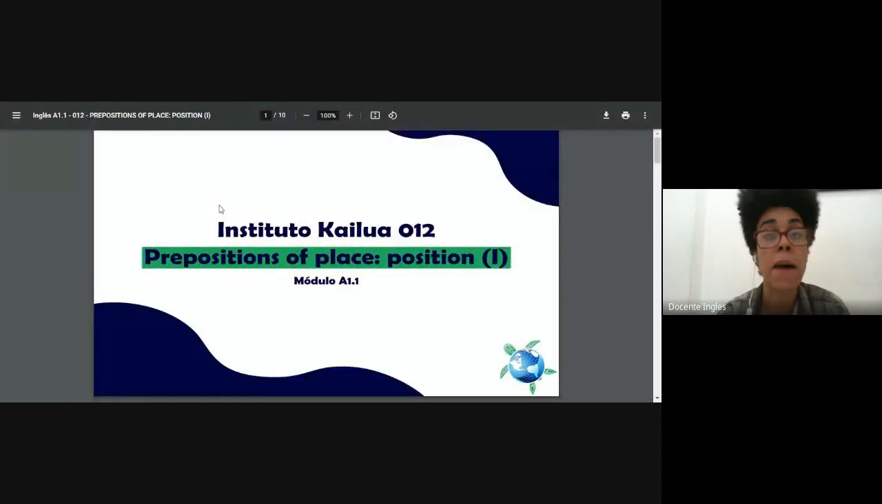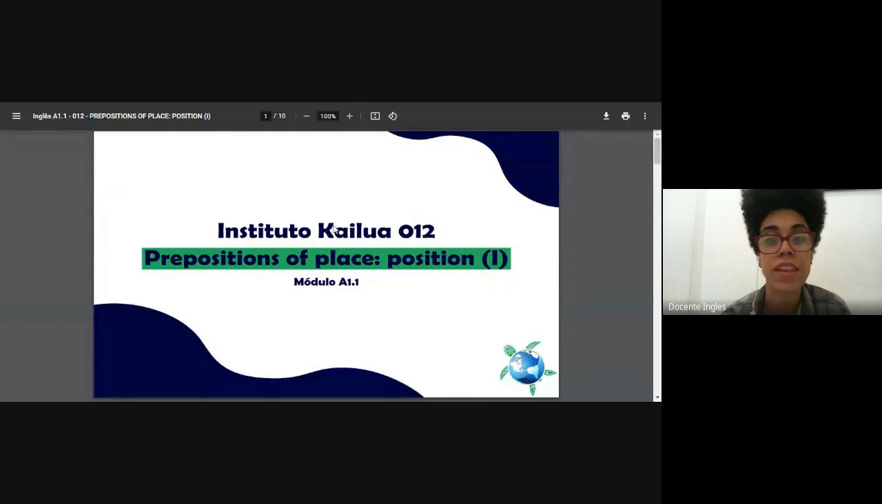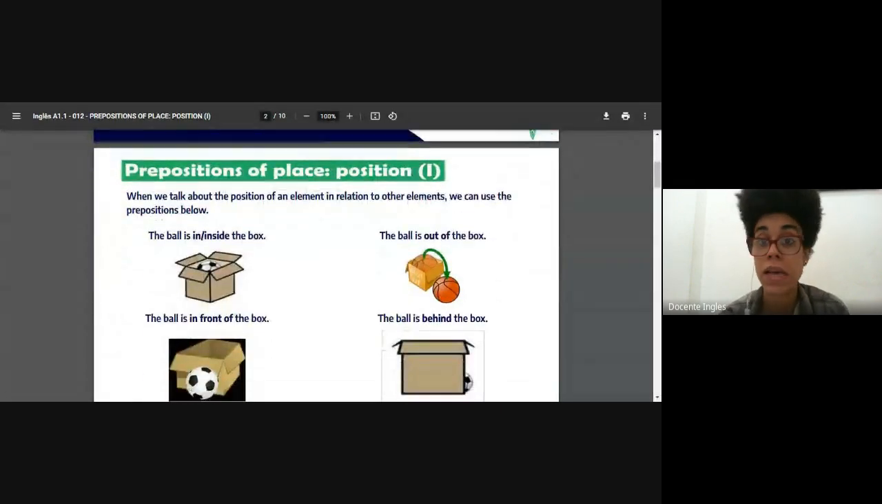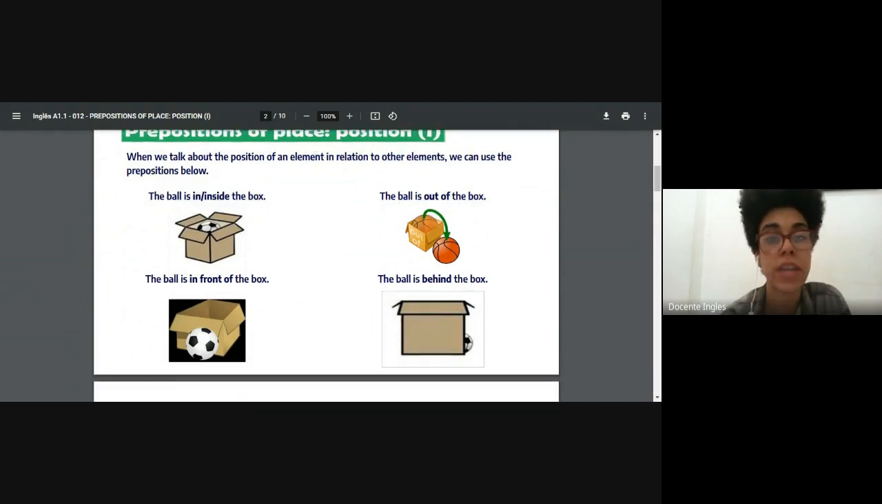As you can see, today's class is about prepositions of place, position. Do you know what a preposition of place is? We're going to find out today. When we talk about the position of an element in relation to other elements, we can use the prepositions below. So let's take a look at them.